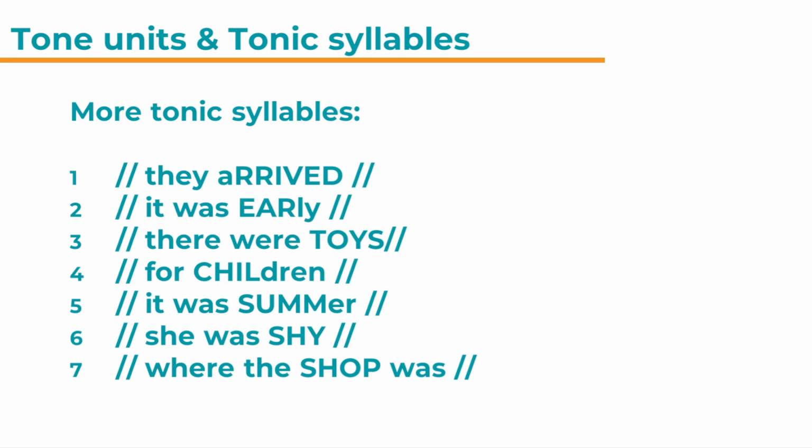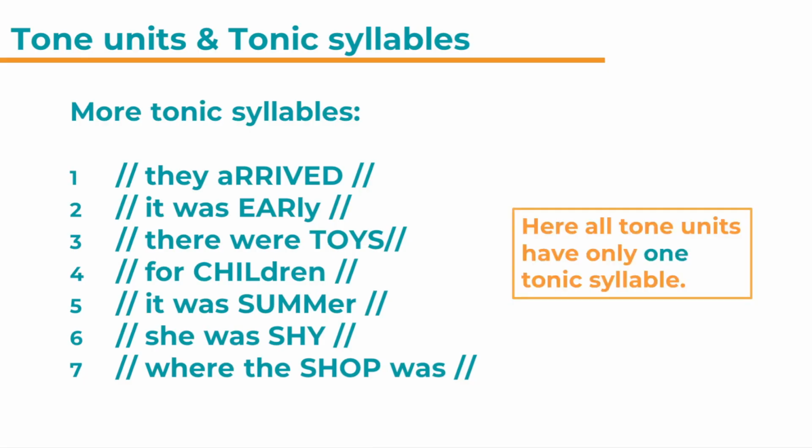Some of the tone units have tonic syllables that consist only of 1 syllable, like toys, shy, and shop in number 3, 6, and 7. And the other tone units all have tonic syllables in words that are more than 1 syllable long. Arrived, early, children, summer. So those all consist of 2 syllables, but only 1 is stressed, and that is the tonic syllable. In our example, of course, you could also have a word with 3 or 4 syllables where 1 is stressed, and that could be the tonic syllable as well. So in our example here, all tone units have only 1 tonic syllable.